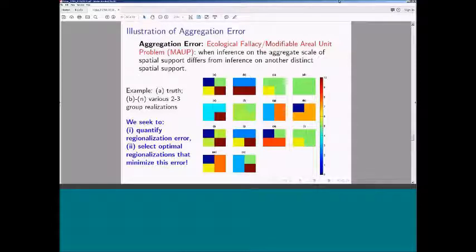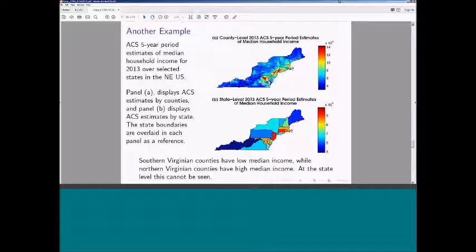If you look at this plot, this tiling, the truth is the one denoted by A, and then B through N are various 2 to 3 group realizations. If you look at adding across or adding down, in B you add across the top and across the bottom, and you get something that doesn't look like the truth. So what you want to do is quantify this error that comes from doing a regionalization, or select optimal regionalizations that minimize this aggregation error. Next slide.